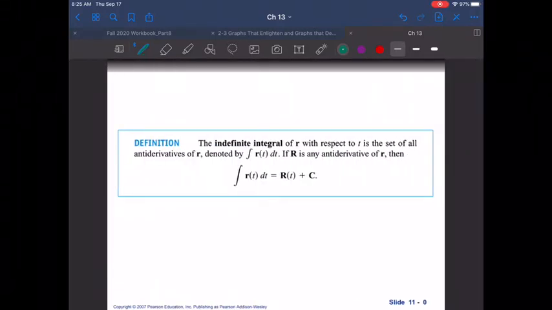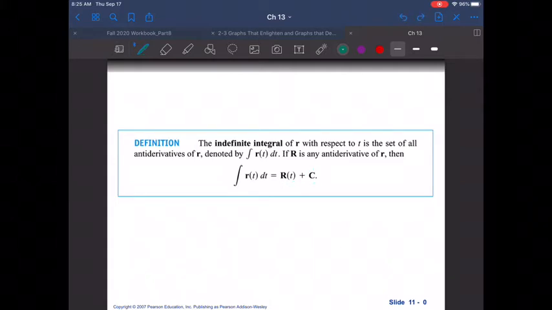Essentially here we have a definition: the indefinite integral of r with respect to t is the set of all antiderivatives of r, denoted by the integral of r of t dt. If R is any antiderivative of r, then the integral of little r is the antiderivative R plus some constant vector. Why exactly we have a constant vector there instead of just some constant will become clear in just a few minutes.